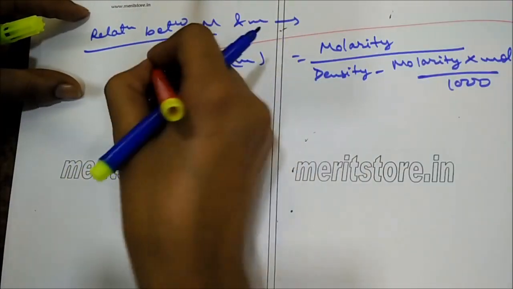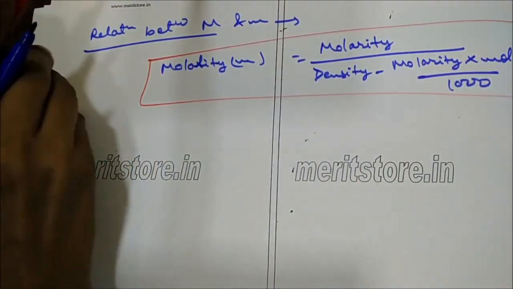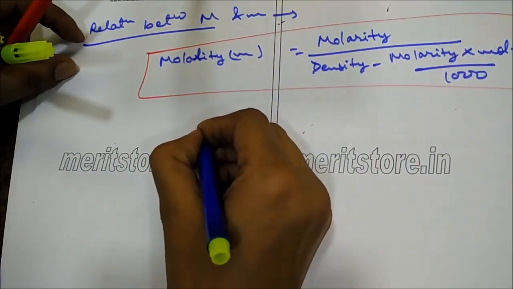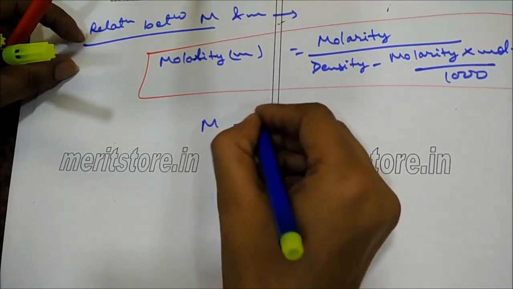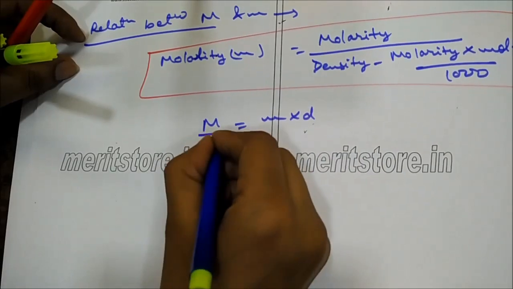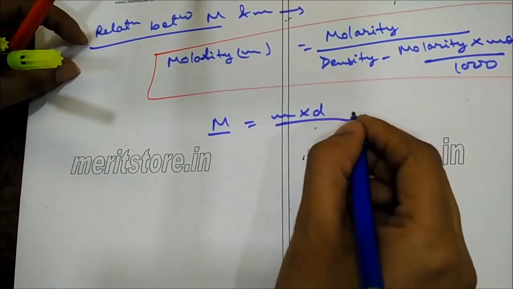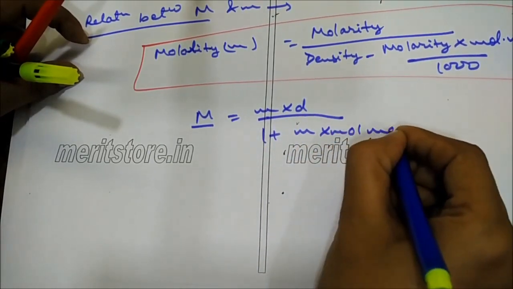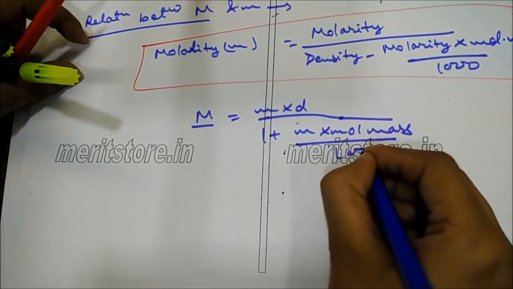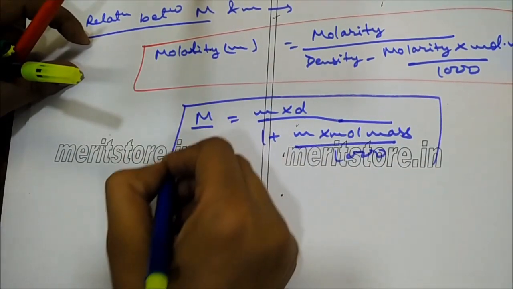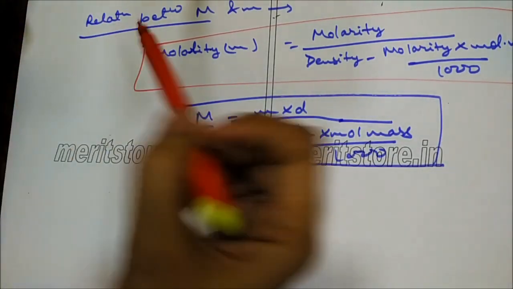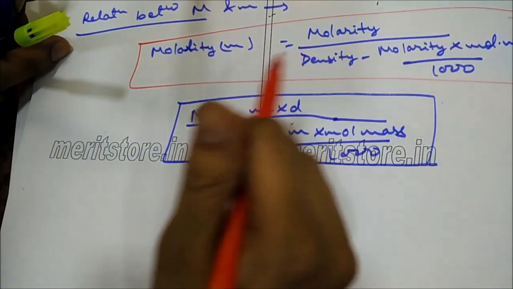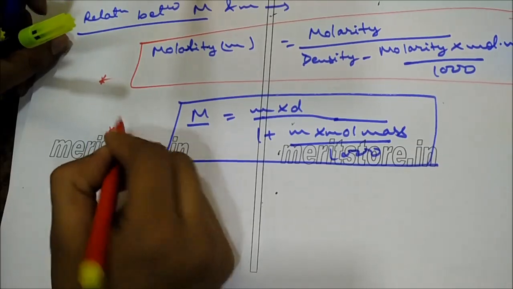By this formula we can calculate molality if we know the molarity of a solution, or we can write it like this: M is equal to m into d, where M is our molarity and m is our molality, M into d over 1 plus small m into molecular mass divided by 1000. So we can calculate if we know the concentration in terms of molality or molarity. These are the two formulas.